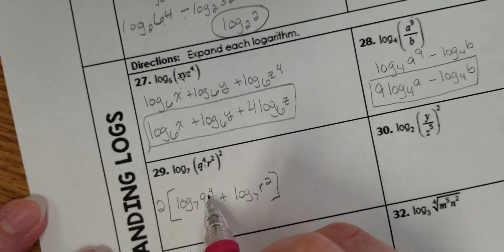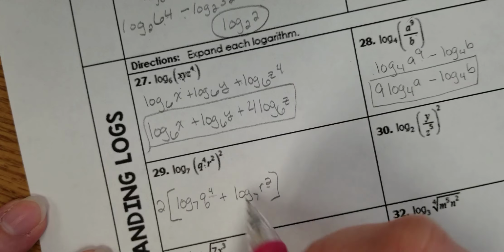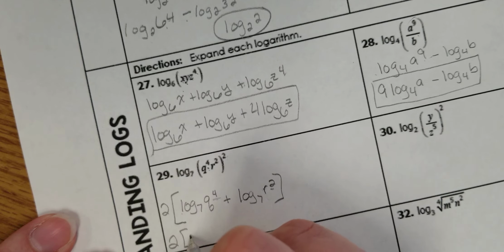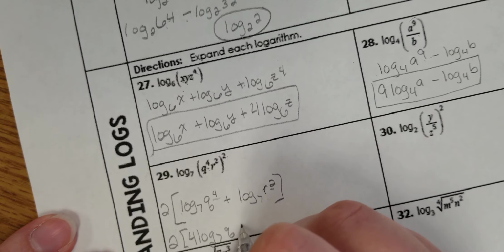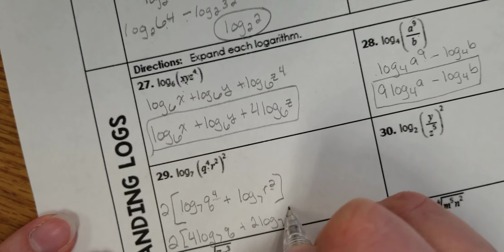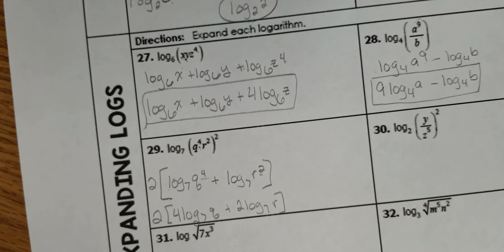Now our next step is to deal with the exponents here and put them as coefficients in front of the log. So we have 2 and then 4 log base 7 of q plus 2 log base 7 of r. And there's our final answer.